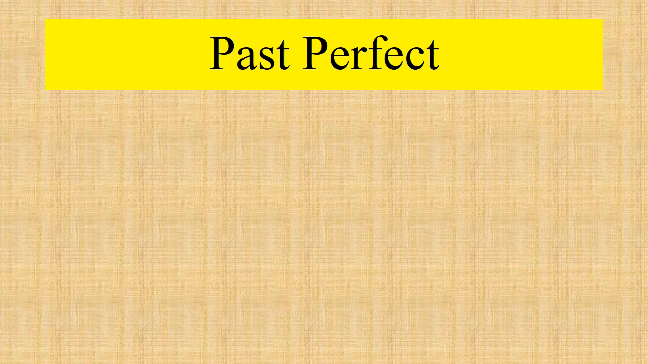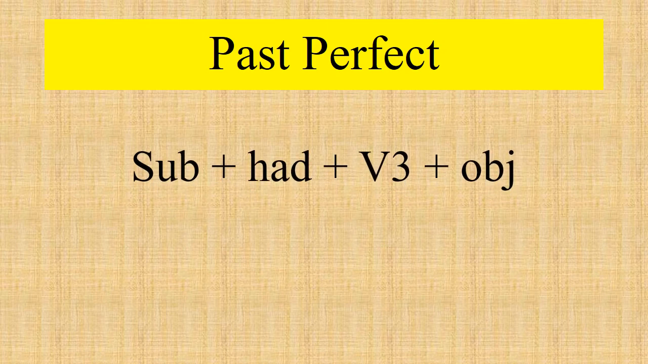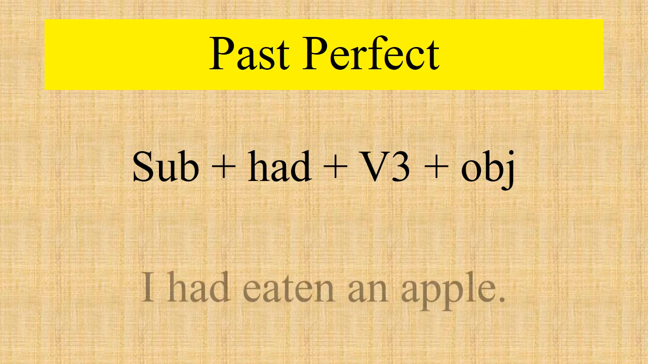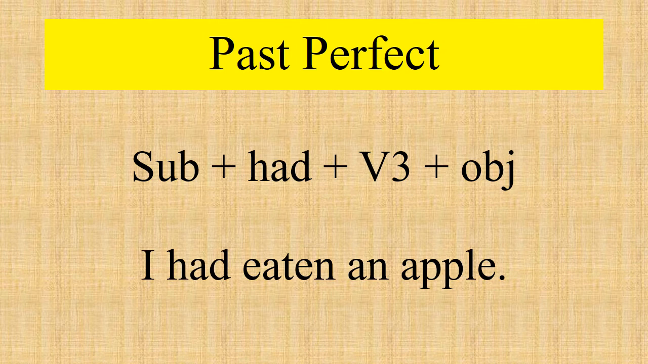Next is past perfect. The formula for past perfect is subject plus had plus V3 plus object. I had eaten an apple. I is the subject, had plus the third form of the verb eaten plus object, an apple. I had eaten an apple.